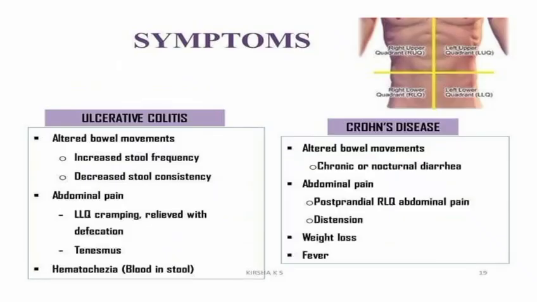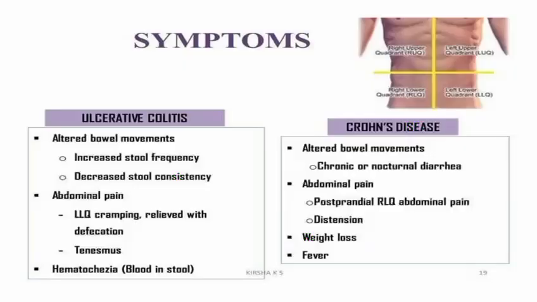Next one is symptoms. There are altered bowel movements, with increased stool frequency or decreased stool consistency. Then abdominal pain like LLQ cramping, relieved with defecation. There will be cramping before defecation, and after defecation the cramping gets relieved. Next one is tenesmus. Next one is hematochezia. Hematochezia means blood in stool.